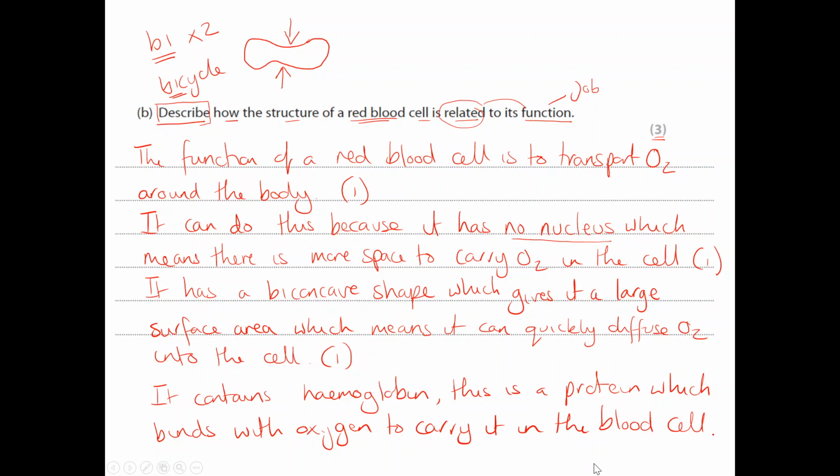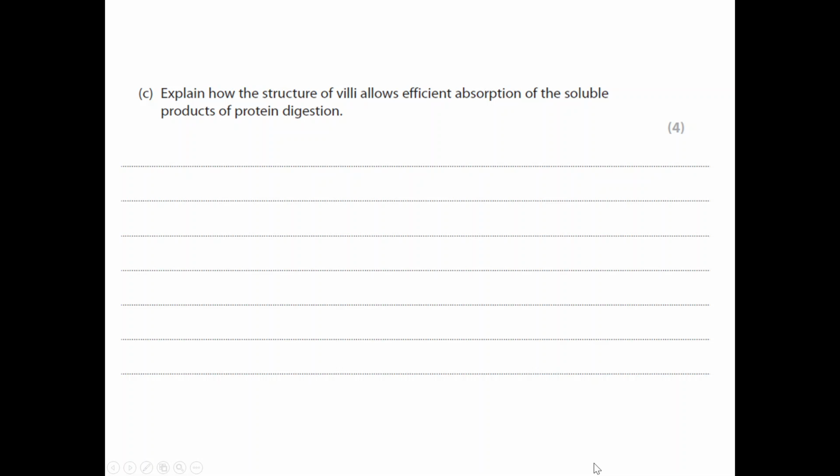Okay, I'm just going to do one more question with you now. A similar type of question. This time we're talking about explaining how the structure of the villi allows efficient absorption of soluble products in digestion. Now, the reason I've used this question is it's very similar to the structure of the question before. So again, what you need to do is give a statement about the structure, but then expand on that to link how that affects its ability to have efficient absorption. It's four marks.